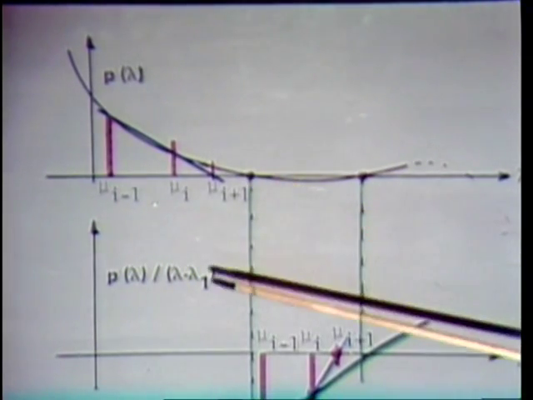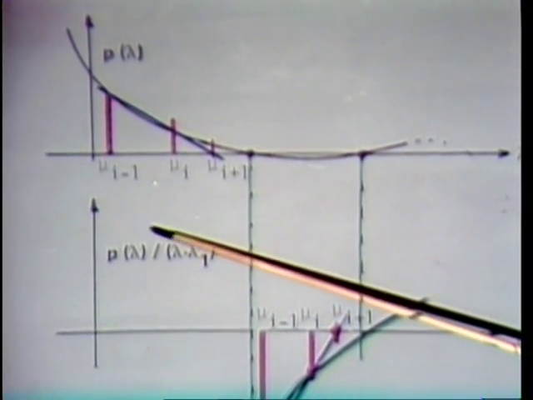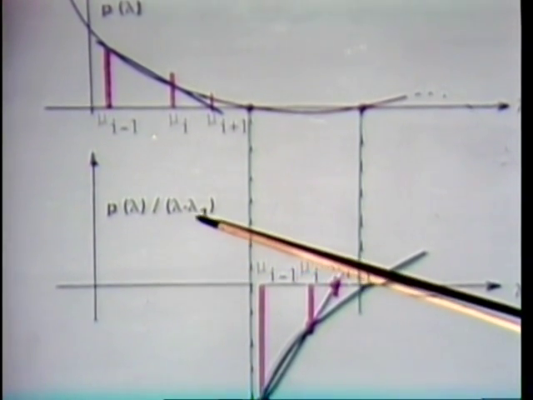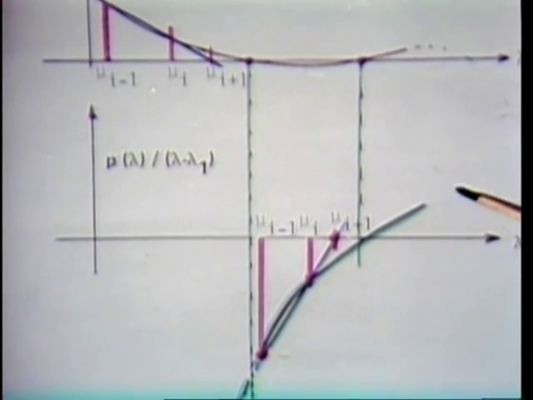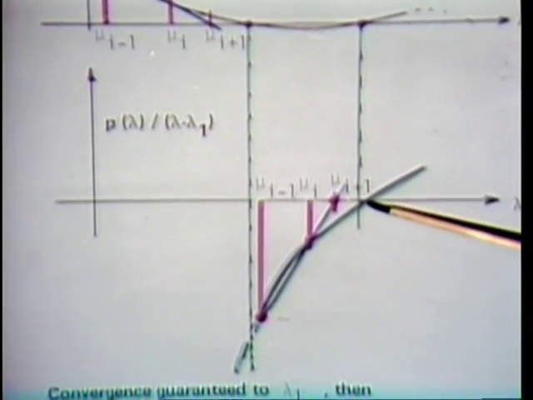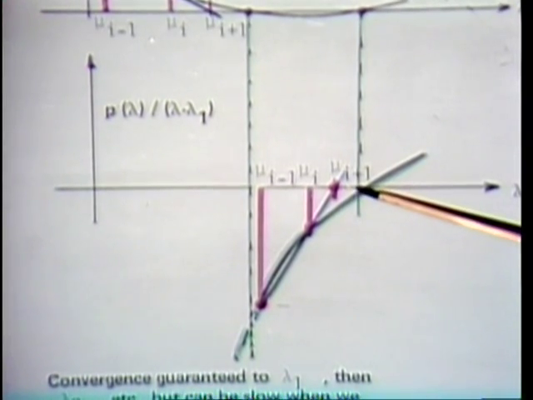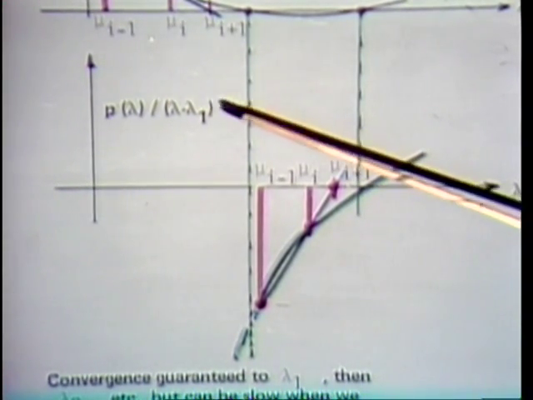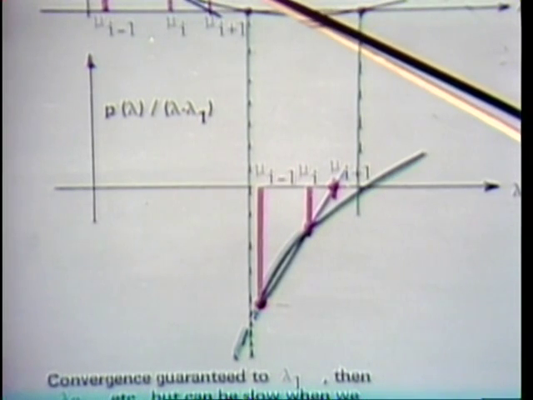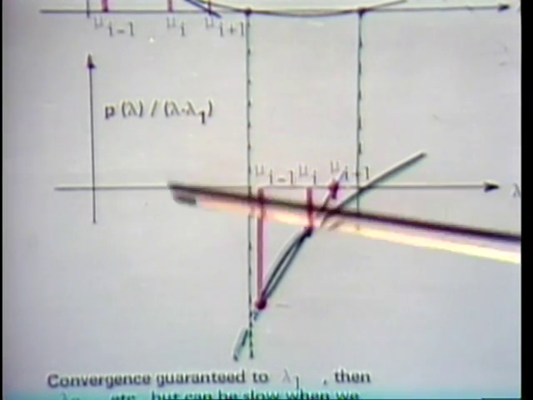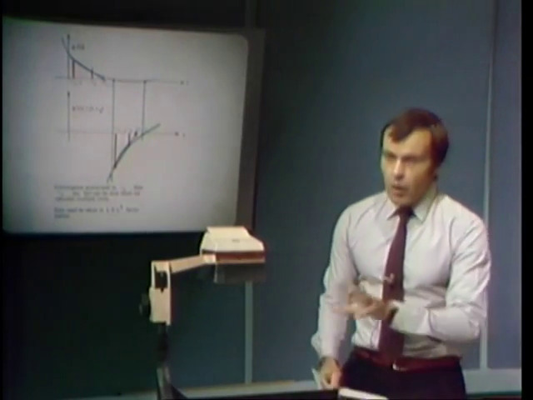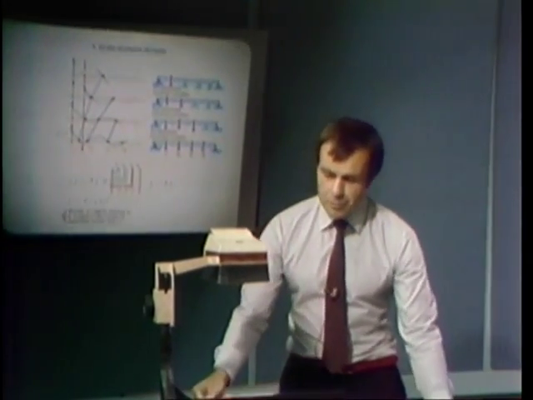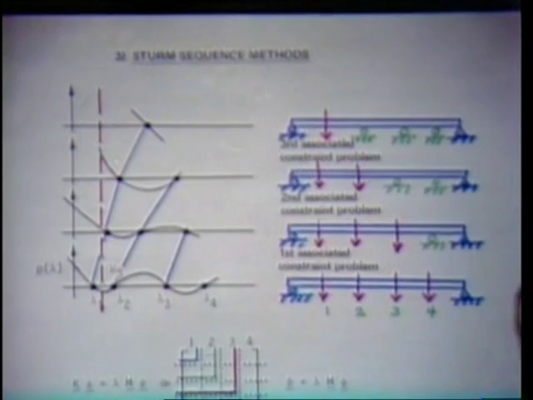Once we have lambda 1, we can repeat the iteration. However, working now on p lambda divided by lambda minus lambda 1. And that means we are operating on this polynomial here. And the iteration on that polynomial then gives us the second eigenvalue. So we are deflating the current p, the actual p lambda, by the lambda 1 value in order to obtain a convergence to the second eigenvalue. Well, this is the one class of methods. Another class of methods, the third one, are the Sturm sequence methods.